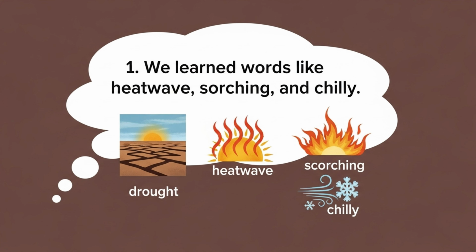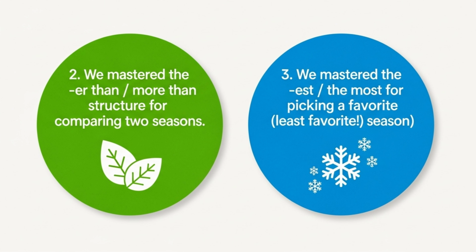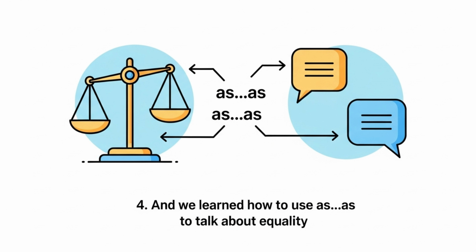Fantastic job, everyone! You now have all the tools to talk about the weather and seasons like a true intermediate speaker. Through this lesson, we learned words like drought, heat wave, scorching, and chilly. We mastered the "than" and "more than" structures for comparing two seasons. We mastered "the most" for picking a favorite or least favorite season. And we learned how to use "as" to talk about equality.